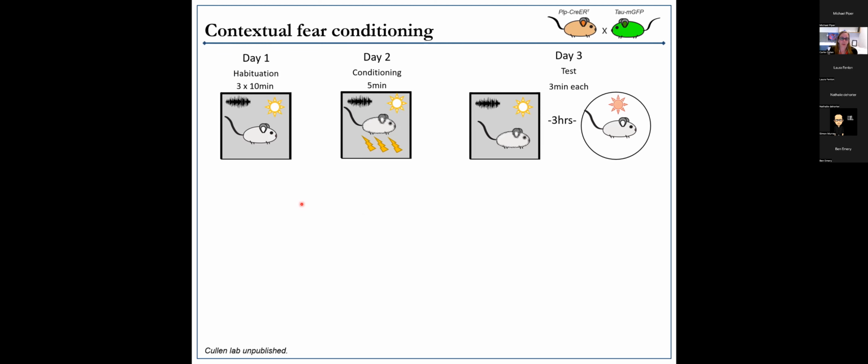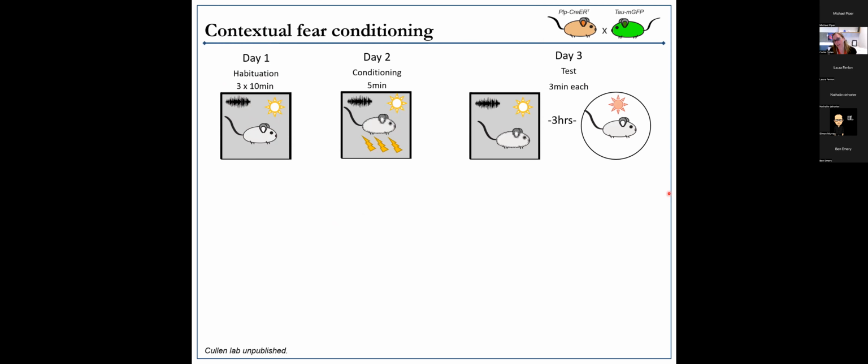So the protocol that I have is fairly standard. On day 1, they were habituated to context A, which is just a black plexiglass box. It had white noise playing in the background and the lighting was consistent. On day 2, mice were either conditioned or they were just exposed to the box again for 5 minutes. Those that got conditioned had 3 foot shocks spaced a minute apart during that 5 minutes.